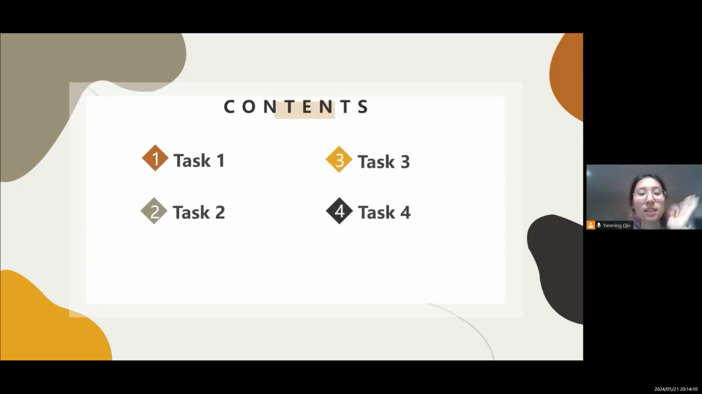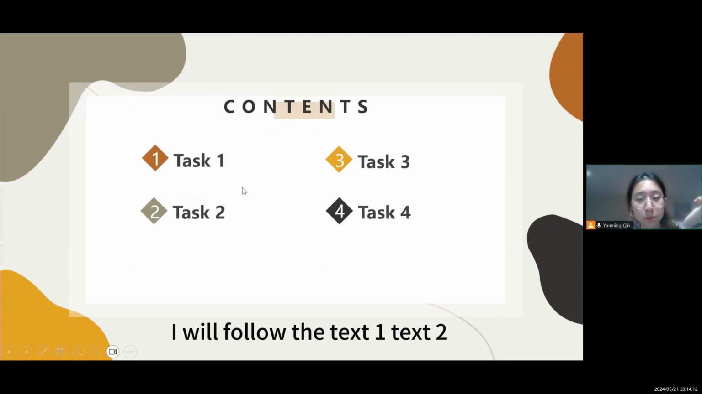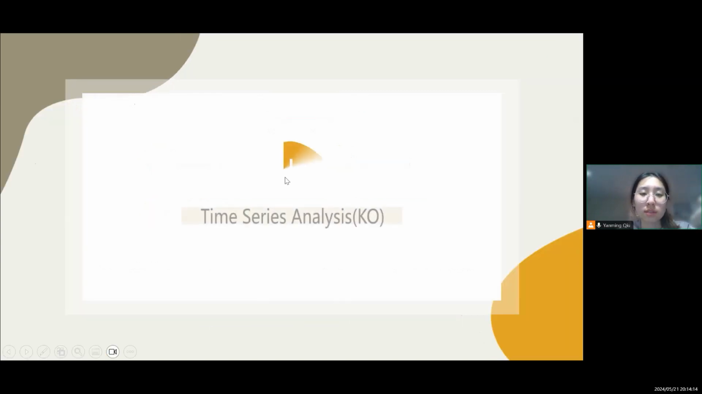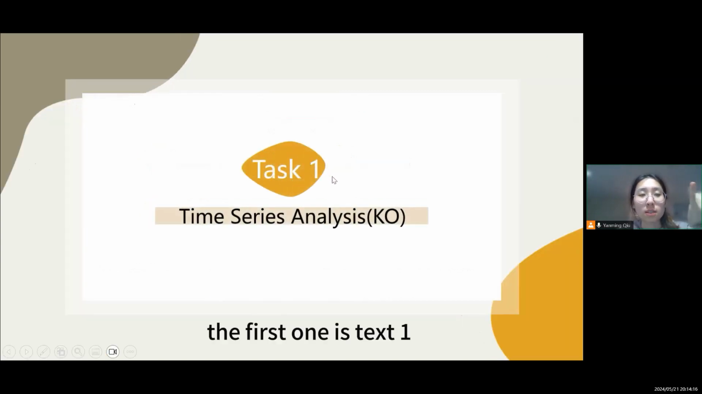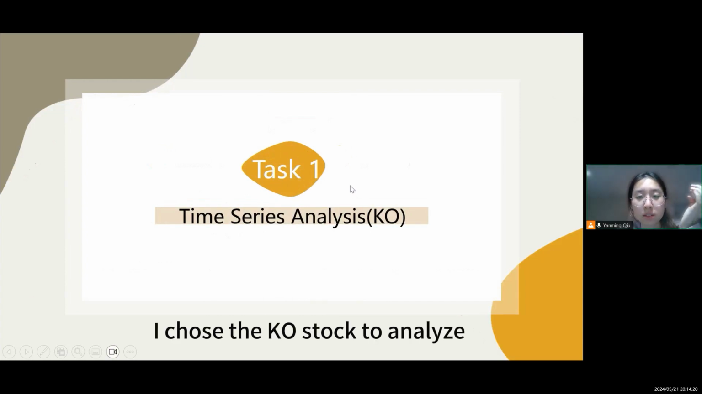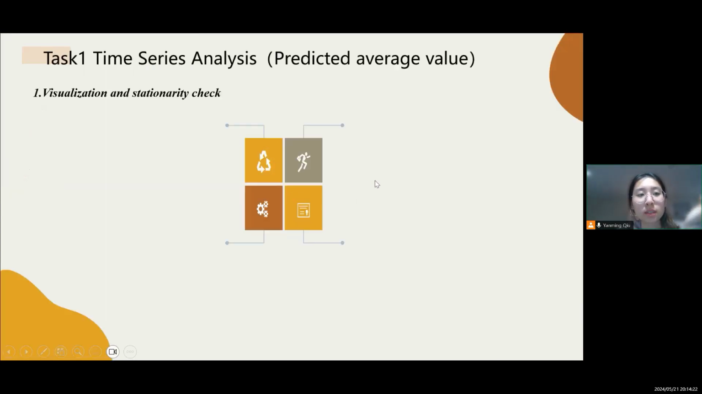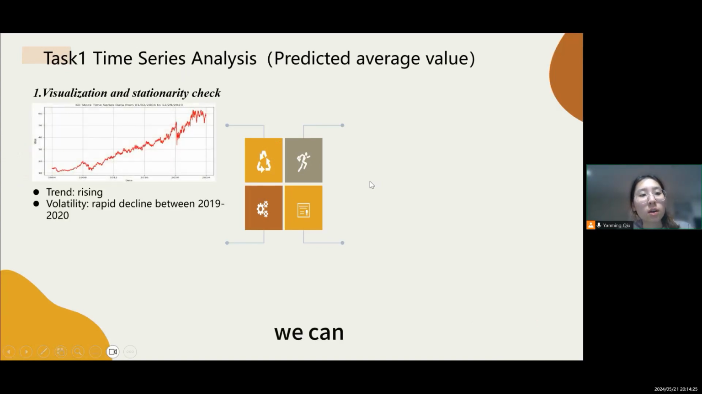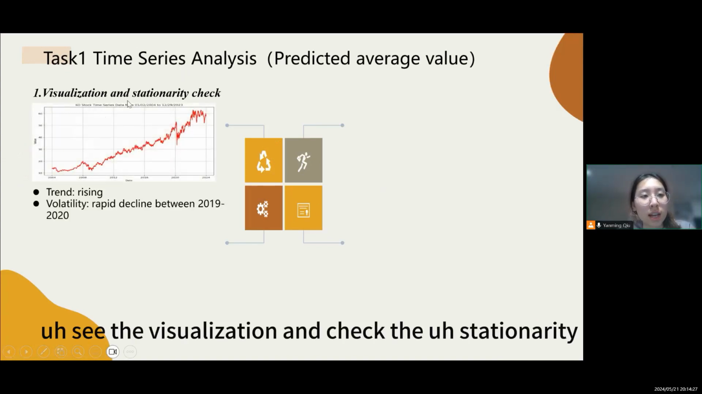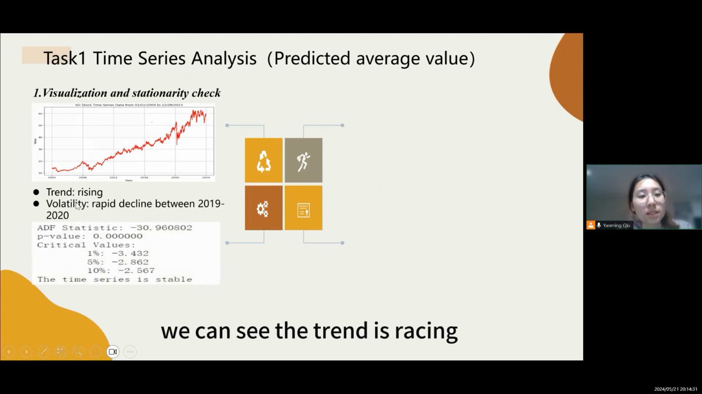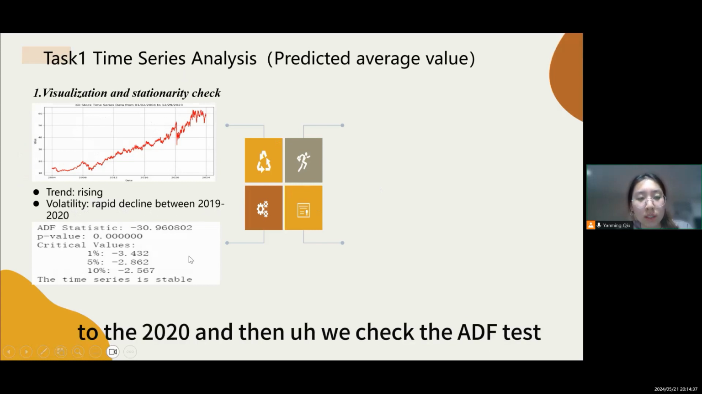You can see I will follow text 1, text 2, text 3, and text 4. The first one is text 1, time series analysis. I chose the KO stock to analyze. Next, we can see the visualization and check the stationarity. We can see the trend is rising and the volatility is rapidly rising between 2019 and 2020.